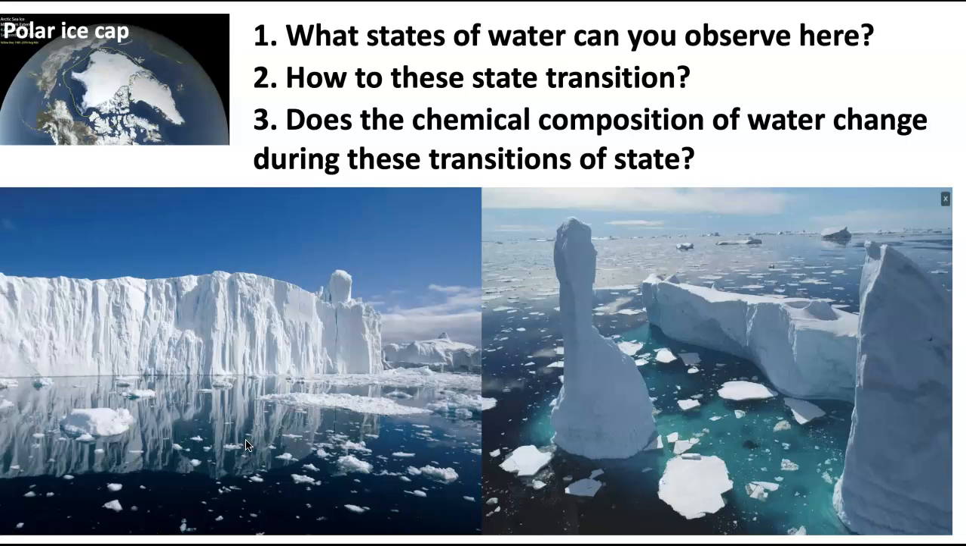And do you see any gas state? Yes, we see some clouds over here and some clouds over there. So you see gas, water vapor in there too. So how do these states transition? That's because they absorb energy from the sun, thermal energy, which is converted into kinetic or motion energy.